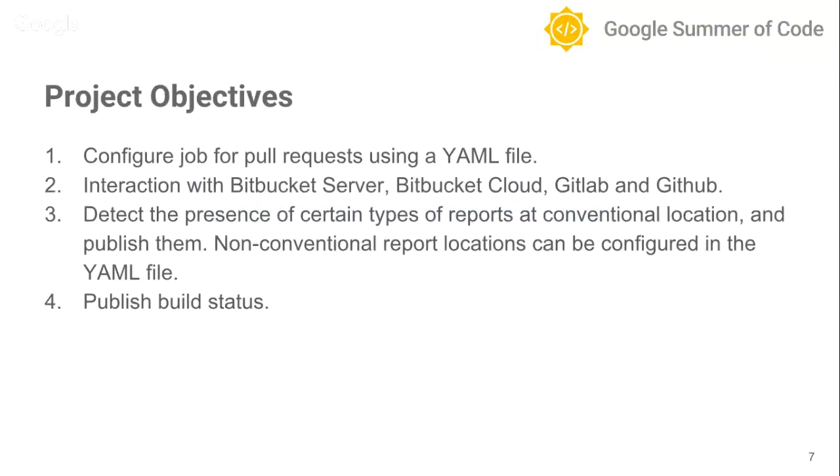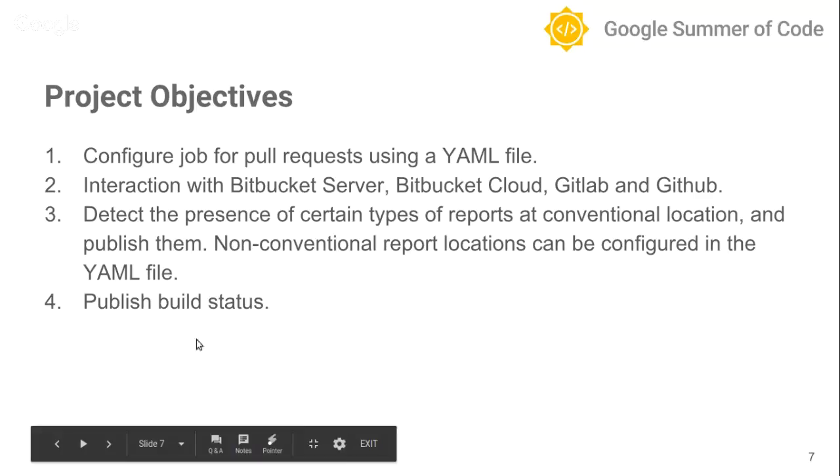Okay, so the objectives of this project are to define a YAML file so that the job can be configurable using that, and it should interact with Bitbucket Server, Bitbucket, GitLab, and all different platforms. This plugin should also detect the presence of certain types of reports which are present at conventional locations and then publish them automatically. If they are not present at conventional locations, then the user should be able to provide the location of the reports. And to publish build status.